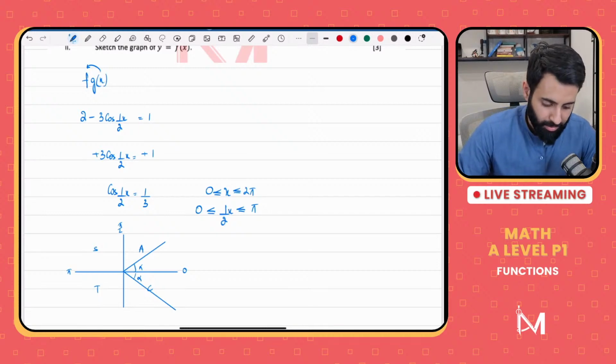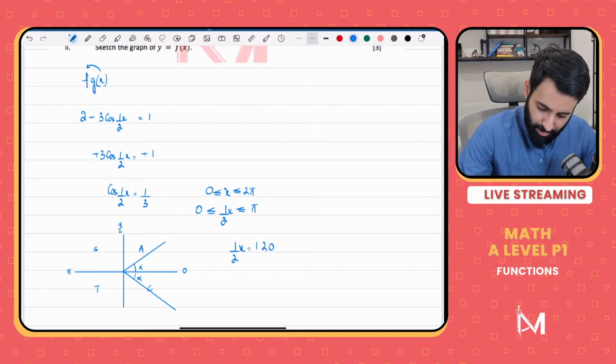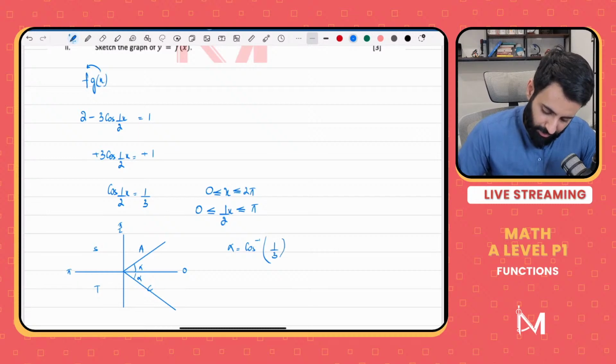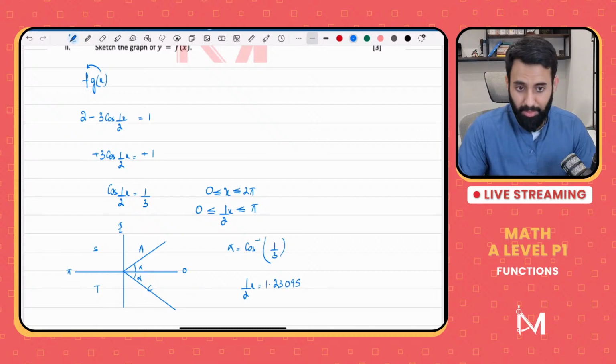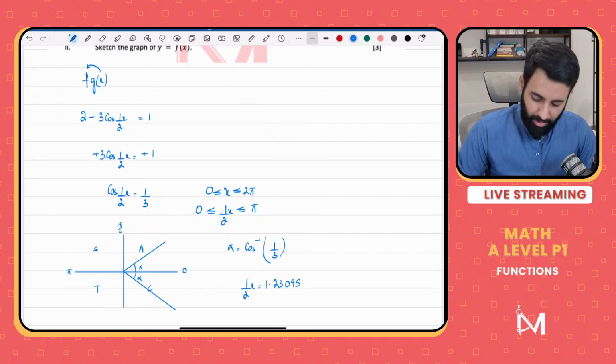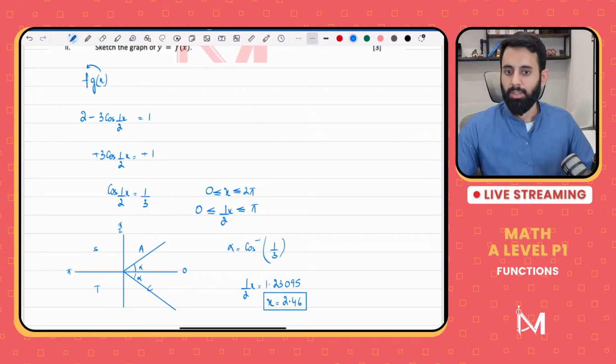Which is equal to 1.2309. So half x is equal to 1.2309. And what have I done? Just so you know, I found alpha by taking cos inverse of 1 upon 3. So we have alpha. Now, half x is going to be the same as alpha, which means 1.23095. Since it's not the final answer, we're not rounding it off. Let's multiply it by 2. When you multiply it by 2, you get the value of x, which is equal to 2.46. And there you go. That's the answer.